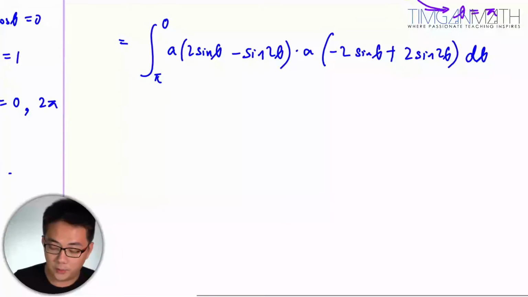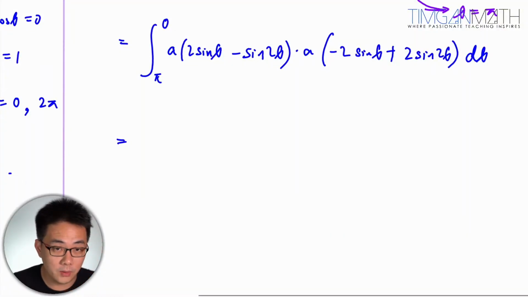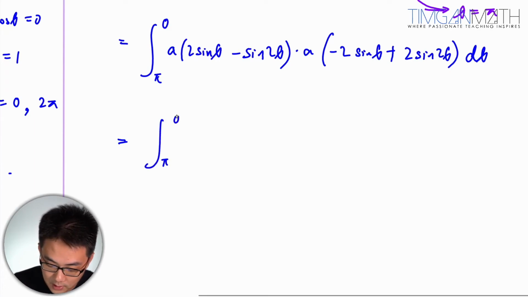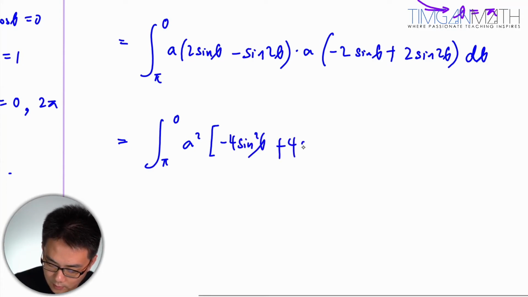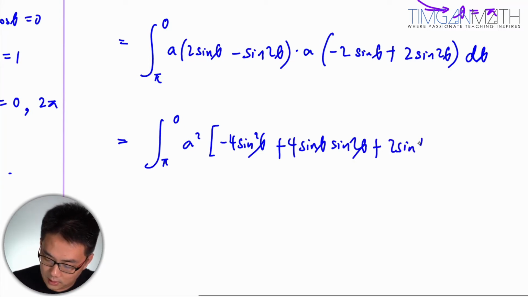Once done, I'm going to group the a together, and this is pi to 0, a squared. This is minus 4 sine squared theta plus 4 sine theta sine 2 theta, plus 2 sine theta. Just expand it, and this would just be minus 2 sine squared 2 theta d theta.